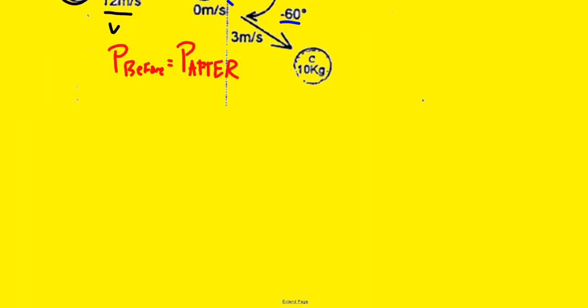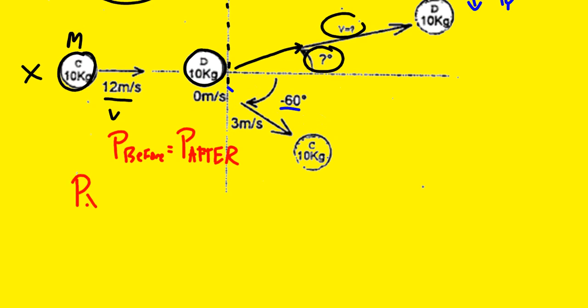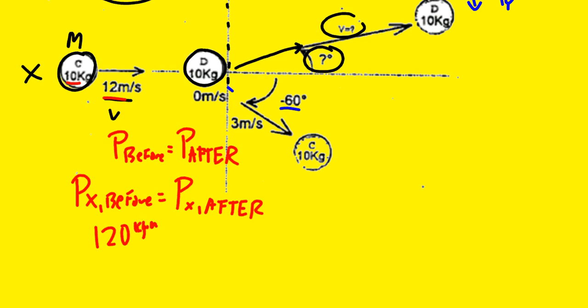We know that momentum is always conserved, so momentum before a collision has to equal the total momentum after a collision. This is true both in the x and in the y direction separately. So the momentum in the x direction before the collision has to equal the momentum in the x direction after the collision, and similarly for the y direction. In the x direction, we start with a mass of 10 and a velocity of 12, and D is at rest, which is a momentum of 0.